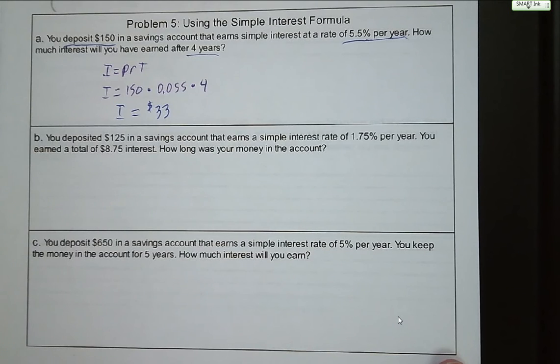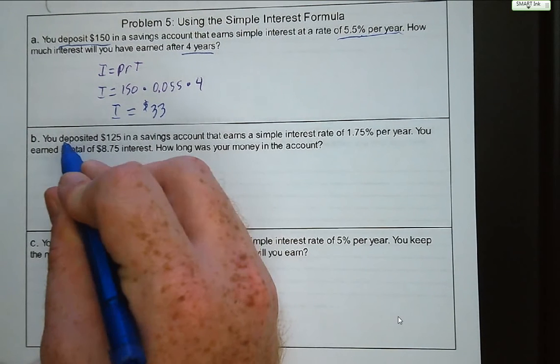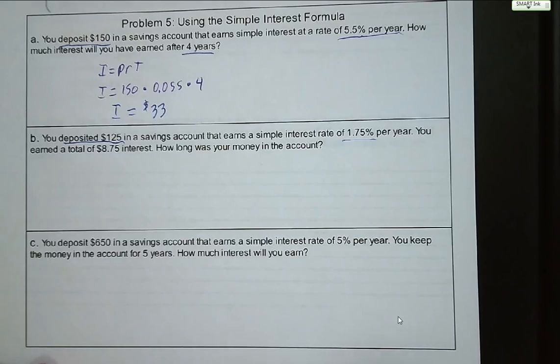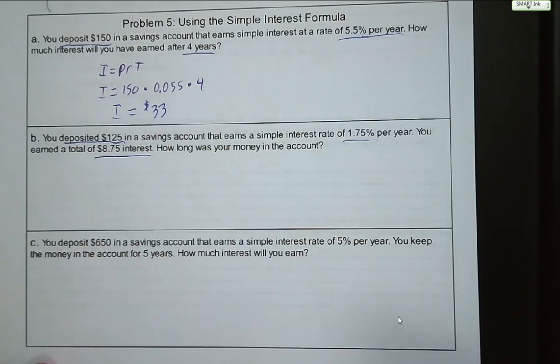All right. Letter B, you deposited $125 into a savings account, and it earns simple interest at a rate of 1.75% per year, and you earned a total of $8.75 in interest. How long was your money in the account? So now we don't know our time. That's what we're trying to find.